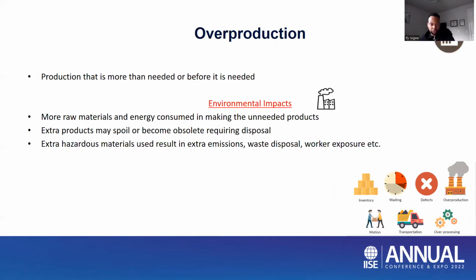Second one is overproduction. If you're overproducing something, basically it's producing much more than is needed. Because of that, you can see a lot of things like more materials being used or more energy than is necessary to produce a product. Or sometimes you might even have extra products that become obsolete, and then they require disposal as well.